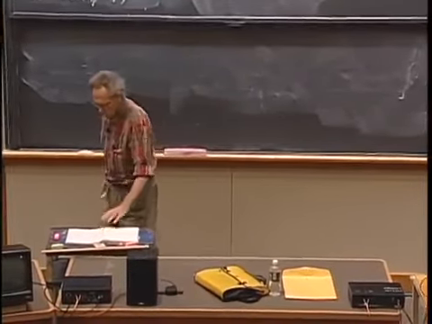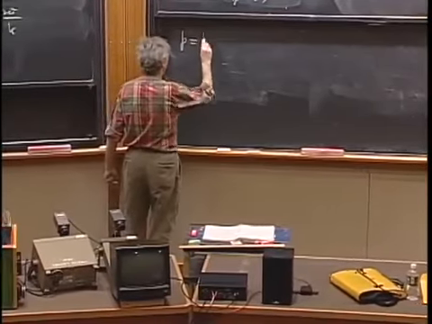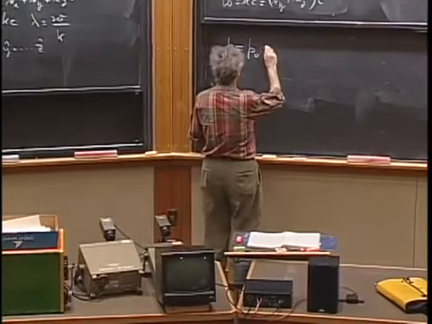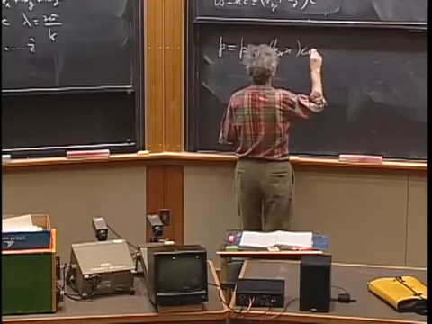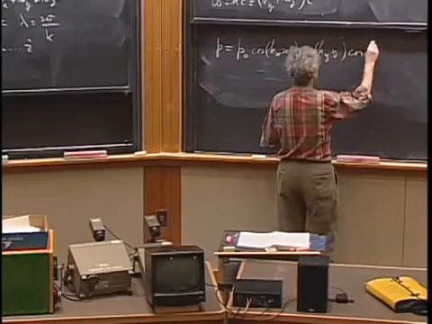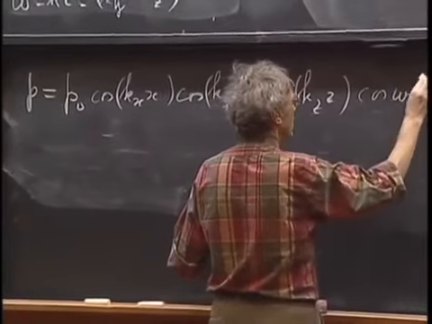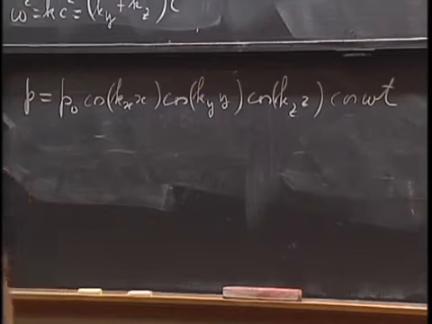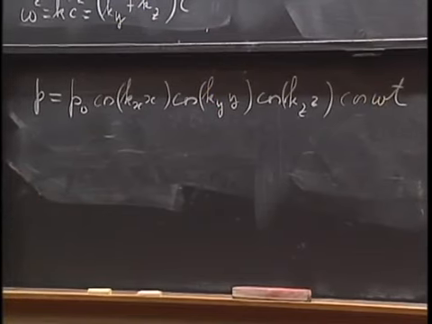And so this P, which is either a little bit above 1 atmosphere or a little bit below 1 atmosphere, is some amplitude, P0, and then we get the cosine of kx times x times the cosine of ky times y times the cosine of kz times z, and then the whole thing times cosine omega t, which is now the frequency of my sound source.